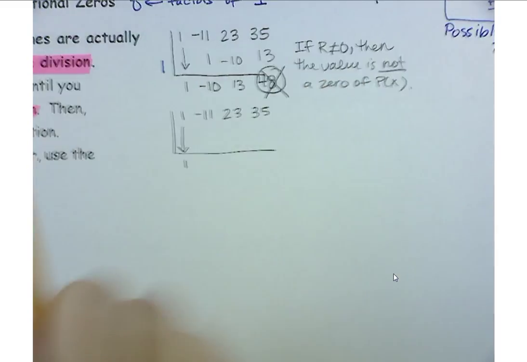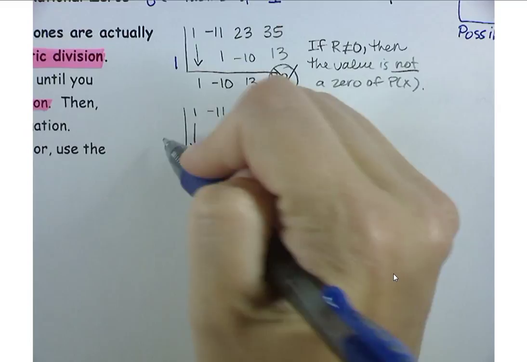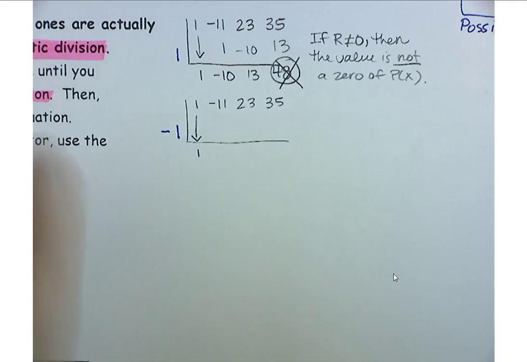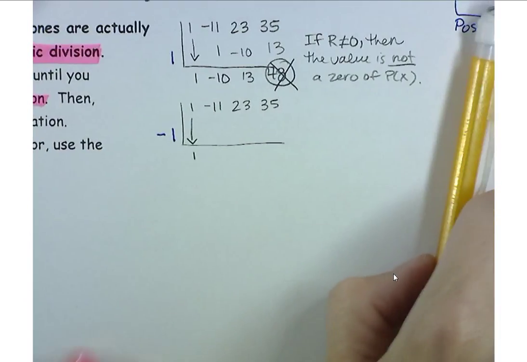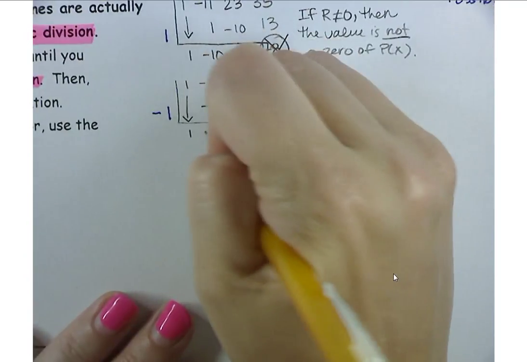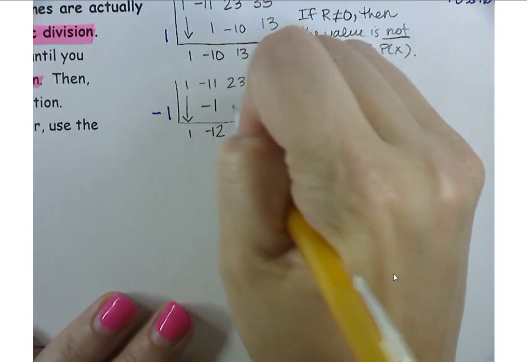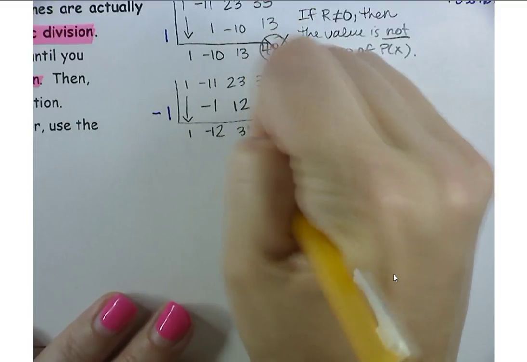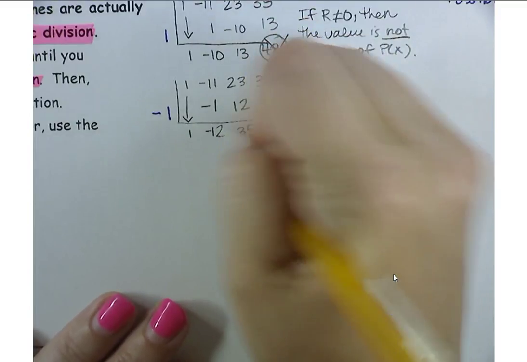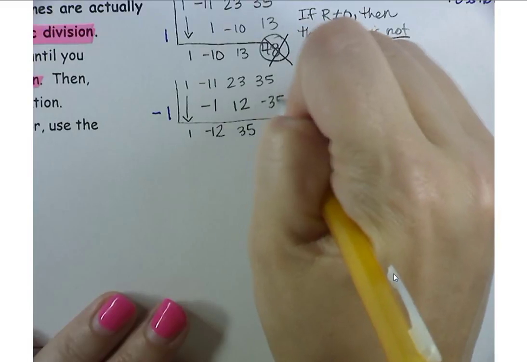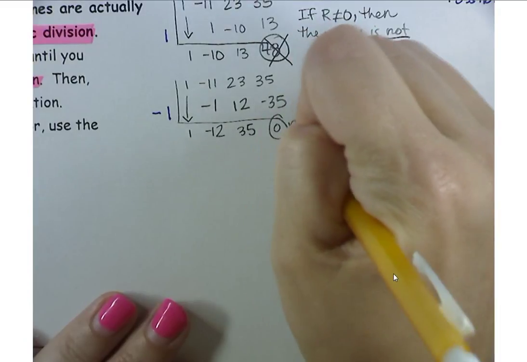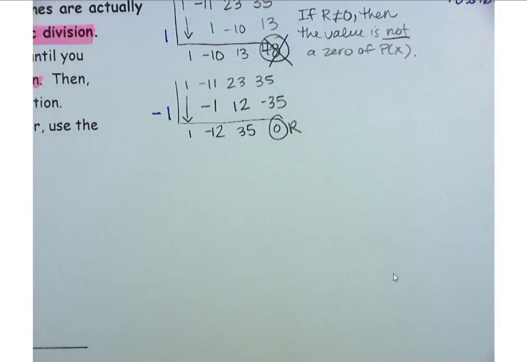Okay, so now I'm going to try negative 1. Remember, I could try any one of those. I just like to go in order. So 1 times negative 1 is negative 1. That's negative 12. Multiply across, I get 12. Add straight down, I get 35. Multiply across, I get negative 35. Okay, yay! My remainder is 0.